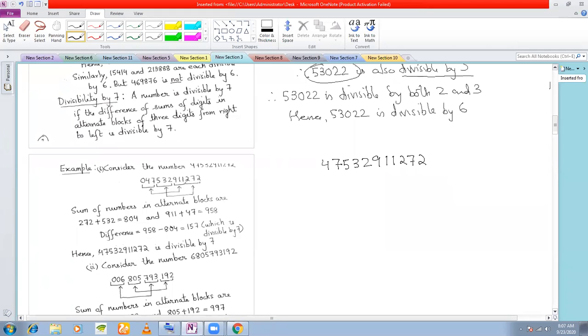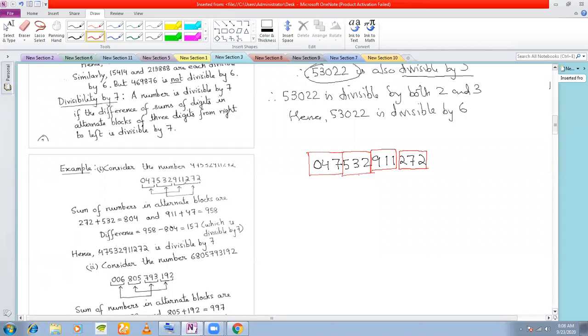So what I do here is, not from the left hand side, from the right hand side, I start grouping numbers in threes. So this is one block of 3, this is another block of 3 digits, this is another block of 3 digits. And you have only 2 digits, so you add a 0 here. So this also becomes a block of 3 digits. So you have 4 blocks.